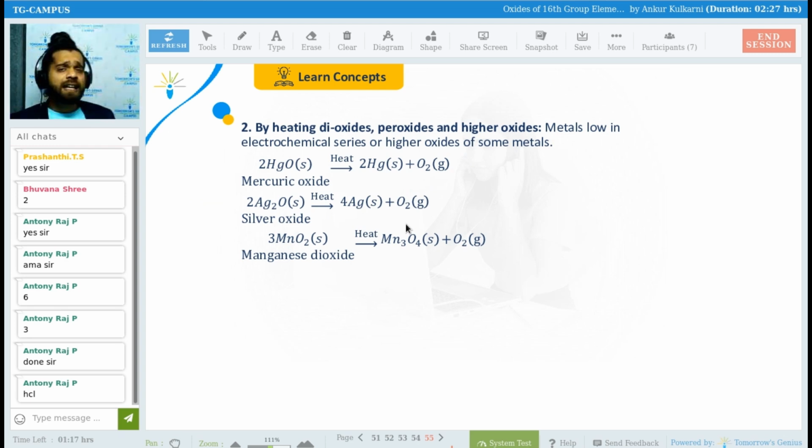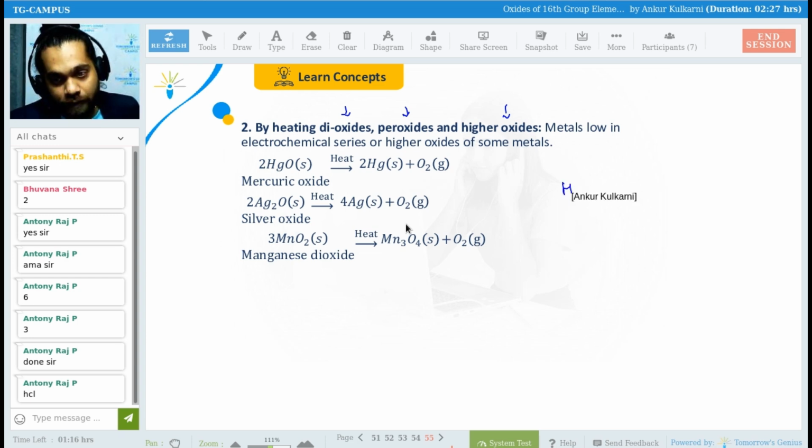Similarly, dioxides, peroxides, higher oxides. In other words, they are also oxygen rich. Come on, give me an example of peroxide. Everyone, give me two examples of peroxides. The molecular formulas. Okay, one is your hydrogen peroxide, I know most of you will tell me.